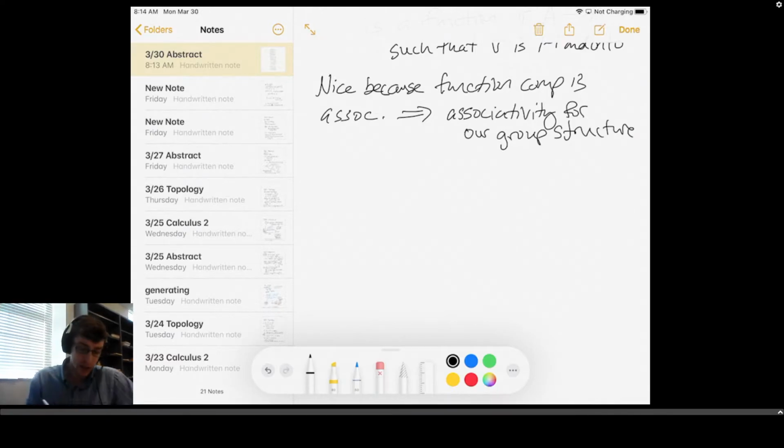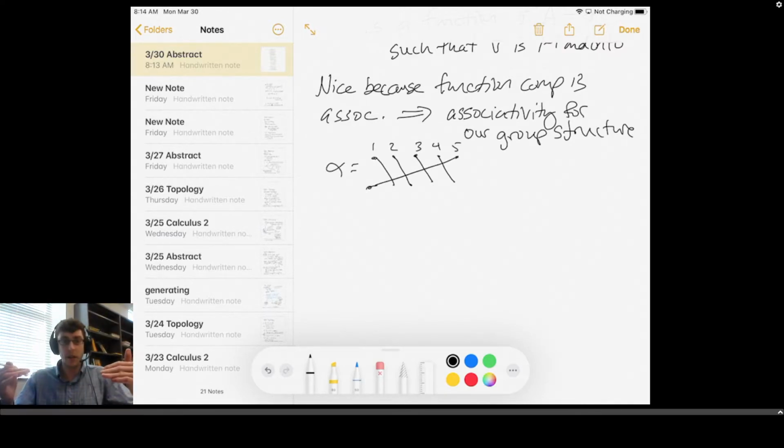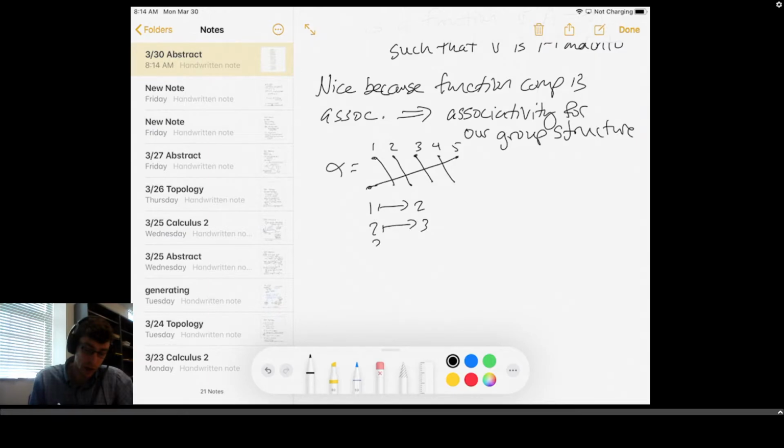So we have these. Alpha is going here, here, here, here, here. What you want to think of is you're starting at your top and then seeing where it goes. So this is just saying 1 goes to 2, 2 goes to 3, 3 goes to 4, 4 goes to 5, and then 5 goes to 1.